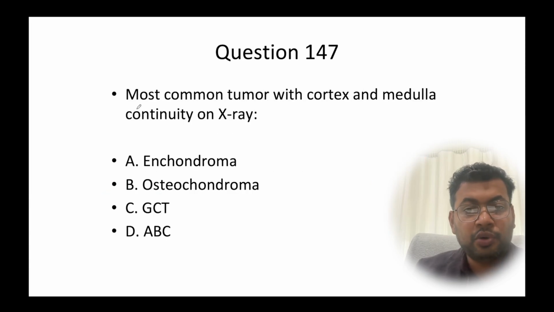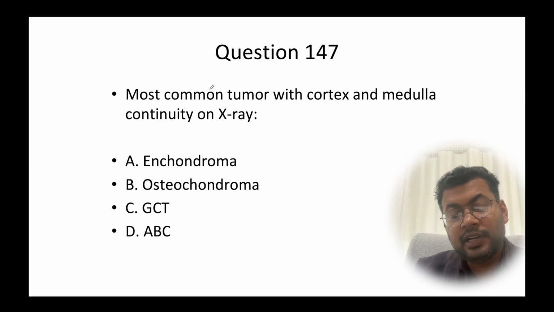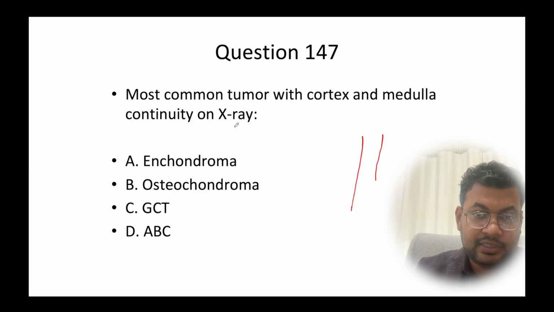Most common tumor with cortex and medulla continuity on X-ray. Means they are involving the medullary cavity and the cortex. They are asking that this is the cortex and the tumor is arising in continuity with the bone, and the answer is osteochondroma.